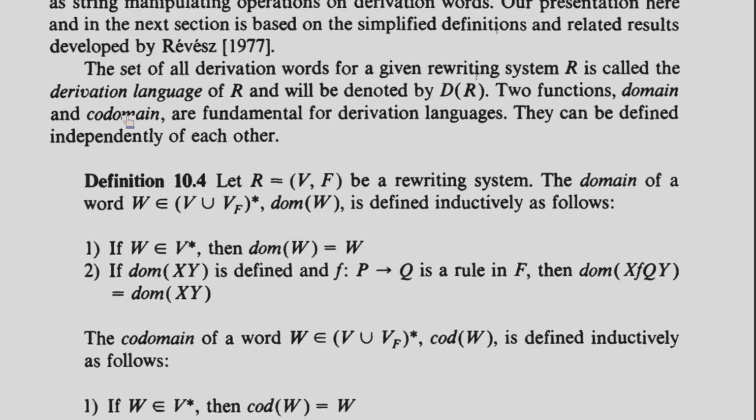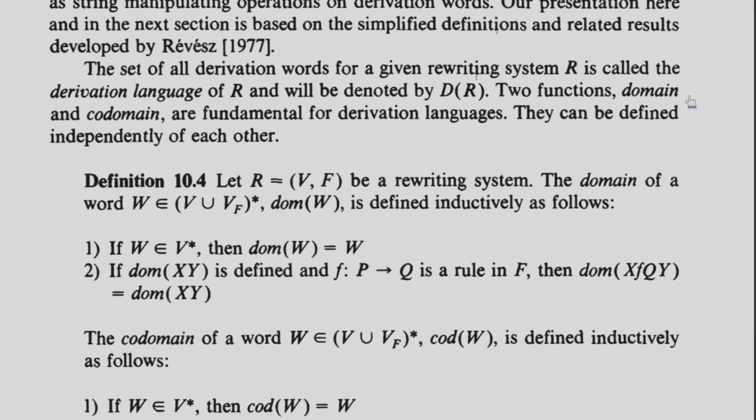In addition to it, we have two new terms, two new functions, domain and codomain. Domain means a string which, on application of derivation, yields W. For example, you are finding the domain of W. It means some string which on application of derivation yields W. Similarly, we can have the codomain of W. Codomain of W means W on application of derivation will yield a string. That string will be known as codomain.